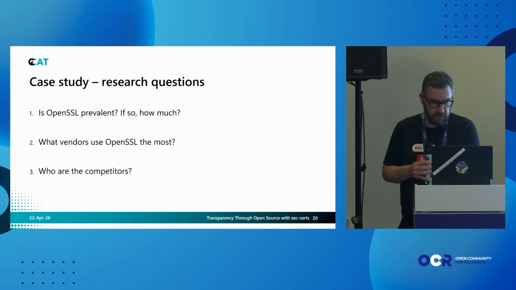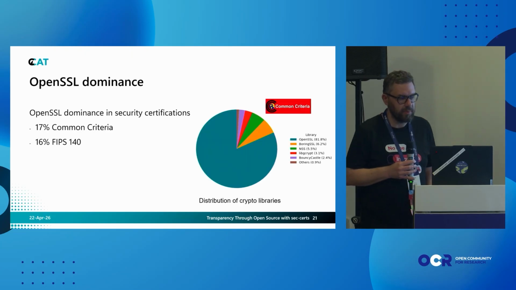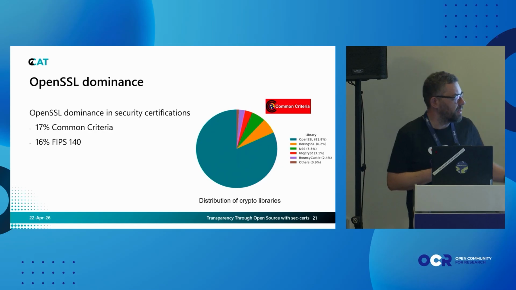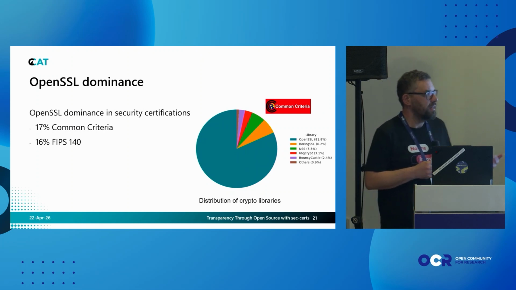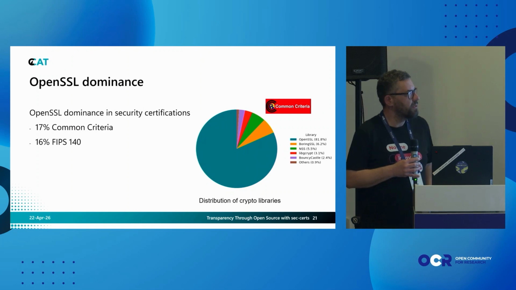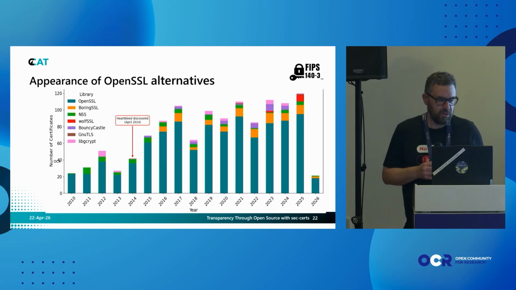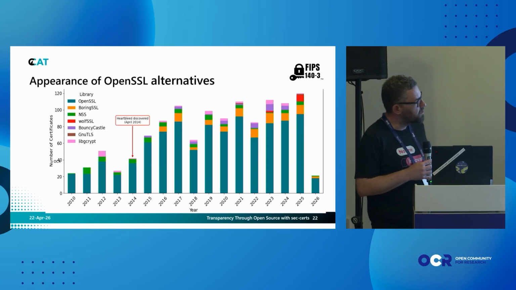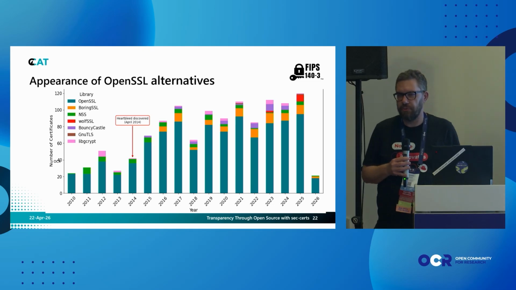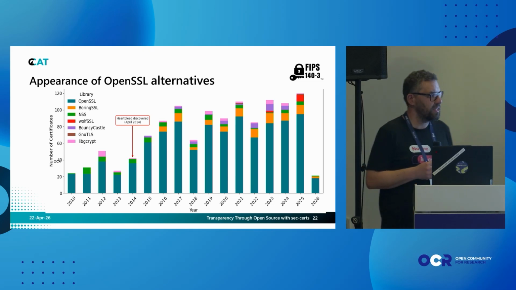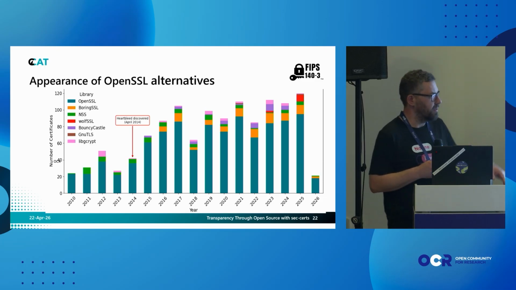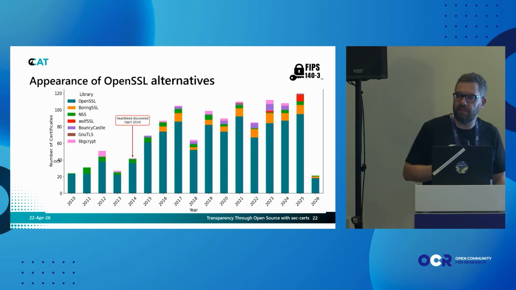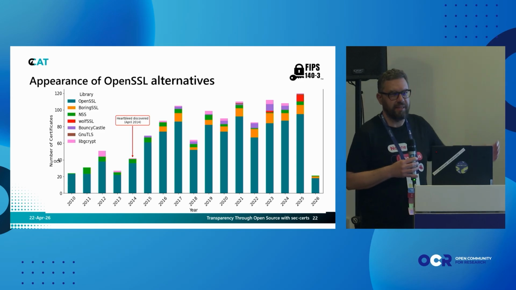And what are the competitors? So yes, OpenSSL is still pretty much dominant in this area. It's almost 17% of Common Criteria, 16% of FIPS 140. And you can see other libraries there. Also, the very famous CVE Heartbleed basically created a lot of forks out of OpenSSL. So you can see that some of these forks might be getting more traction over time, and it creates some fragmentation in the ecosystem. So a very good data point for OpenSSL.